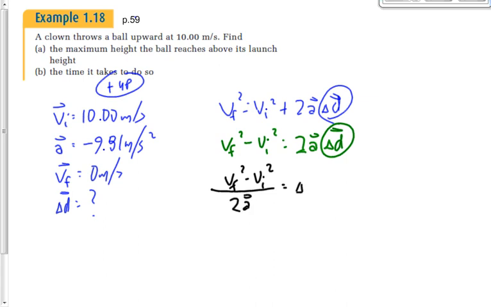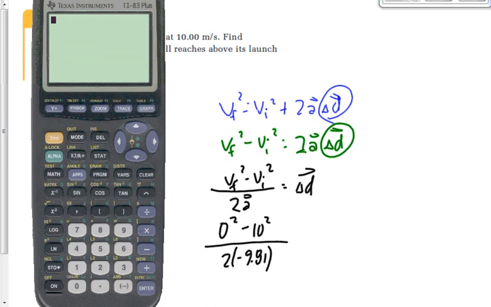Let's divide it, right? Okay, now it's just a matter of plugging numbers into the equation here. I'd say 0 squared minus 10 squared over 2 times negative 9.81. So how high does this go? Let's see. 0 squared minus 10 squared. Let's press equals, and then divide that by some brackets, 2 times negative 9.81.